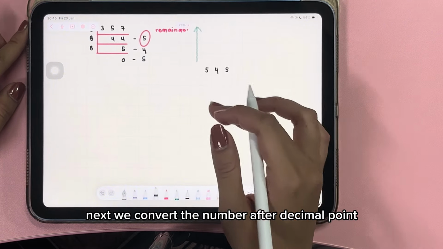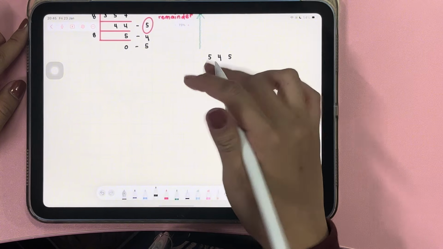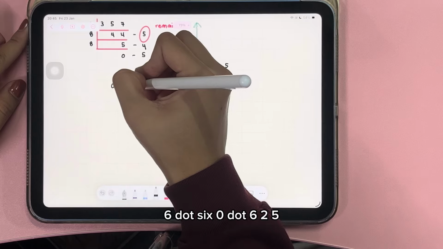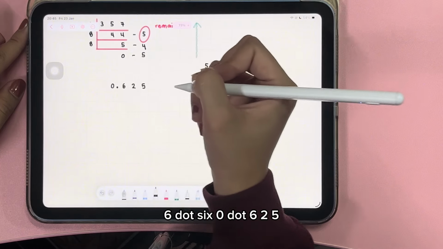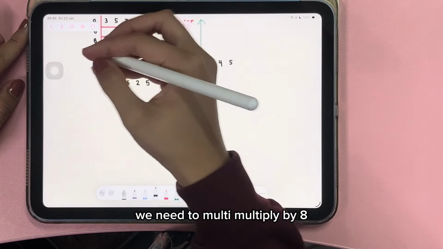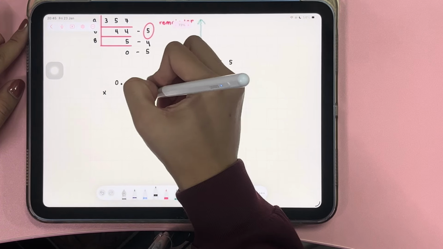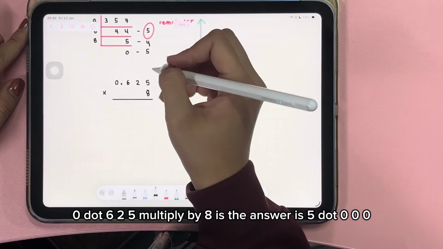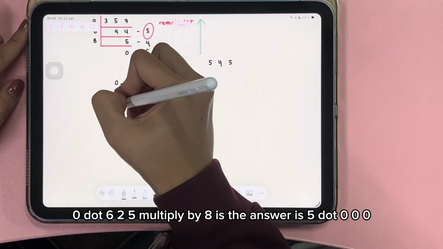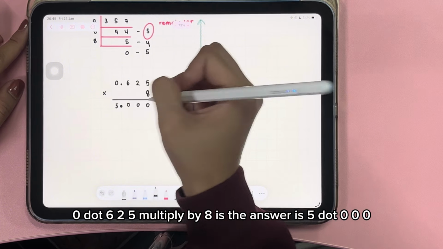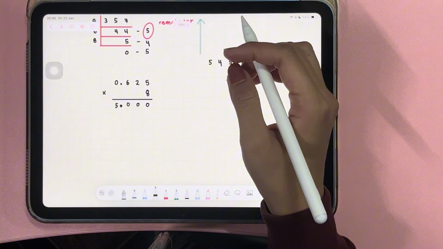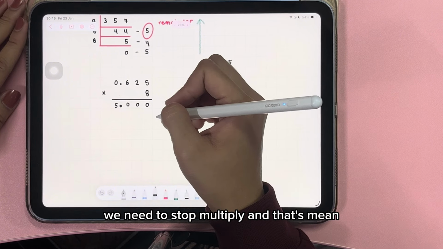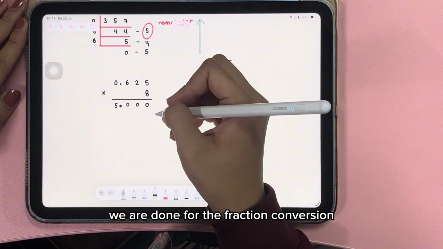Now we do the calculation of the fractions. Next, we convert the number after the decimal point, which is the fraction, 0.625. We need to multiply by 8. 0.625 multiplied by 8, the answer is 5.000. Because the decimal part is already 0, we need to stop multiplying. And that means we are done for the fraction conversion.